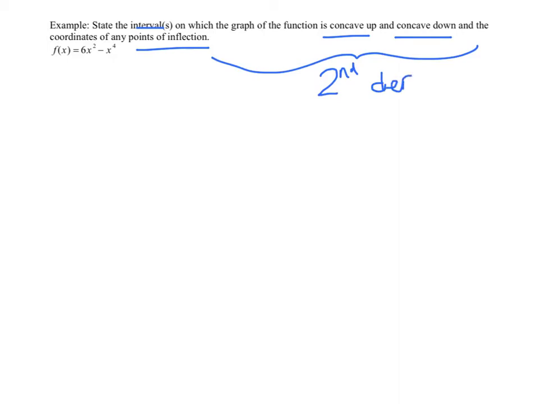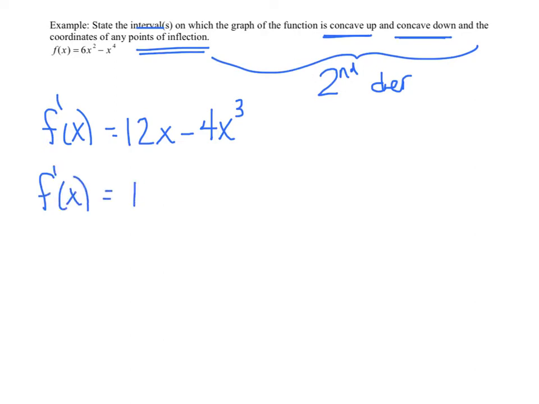All right, so we just have to take our time. We'll take the first derivative, then we'll take the second. So let's start with f prime of x. I'm going to get 12x minus 4x cubed. Now again, these terms all refer to the second, so now take the second derivative. I get 12 minus 12x squared. That is what I'm setting equal to 0 and solving for.